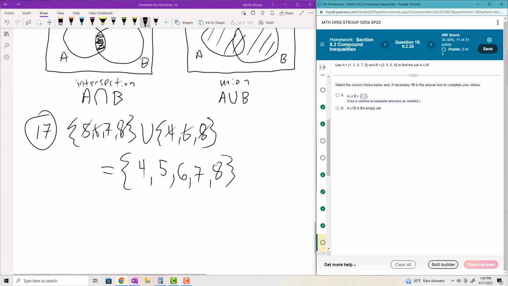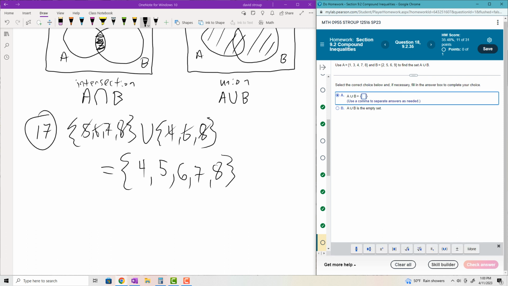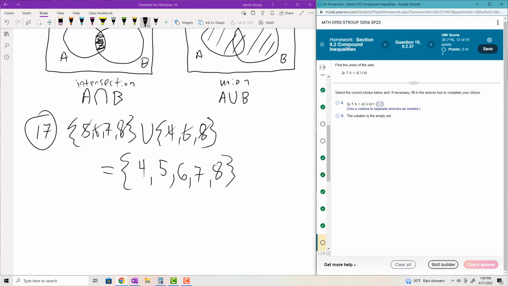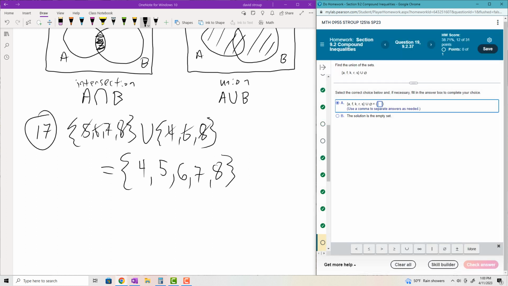So again, another one of these, just everything goes. The 1 is in A, 2 is in B, 3 is in A, 4 is in A, 5 is in B, 6 is in B, 7 is in A, 8 is in A, and then 9 is in B. And then there's one of the trick ones.